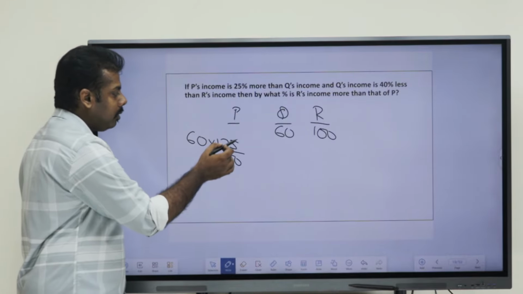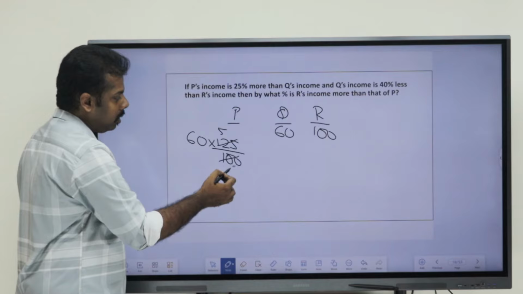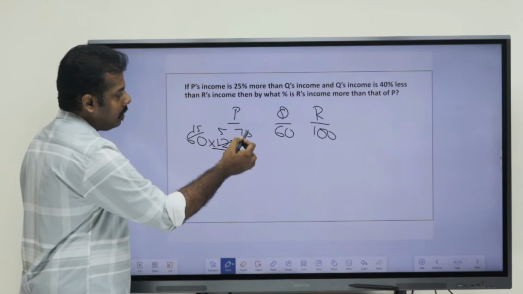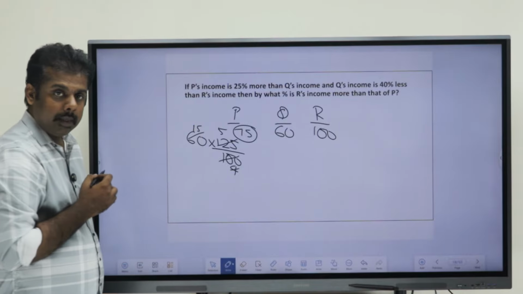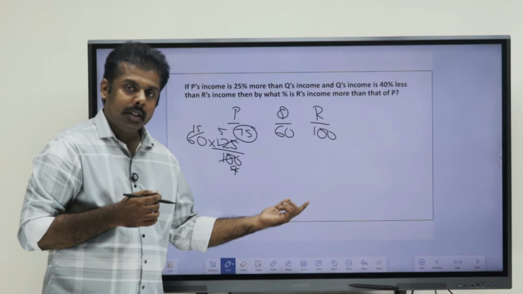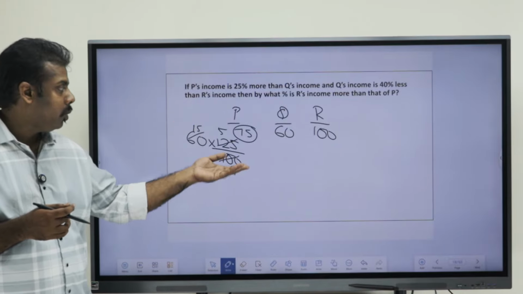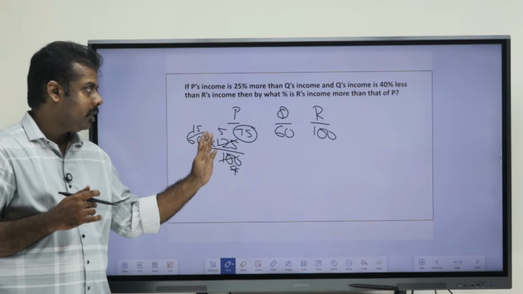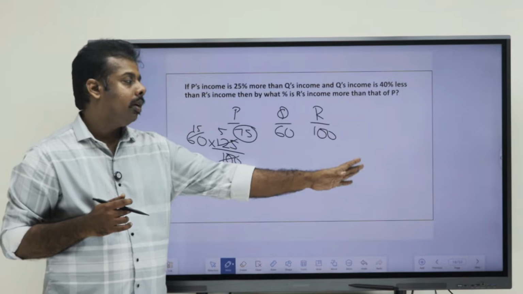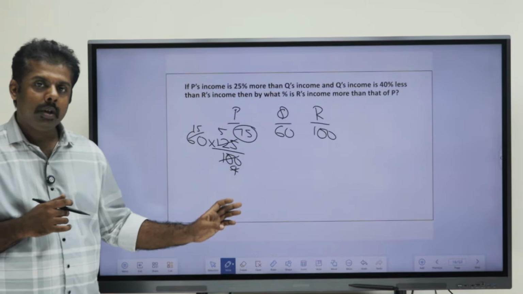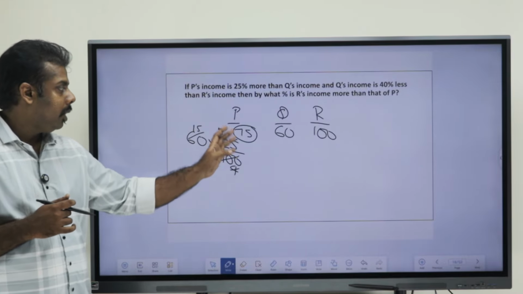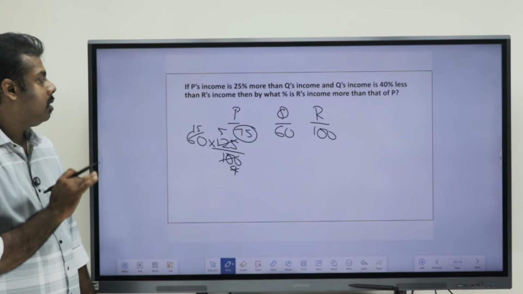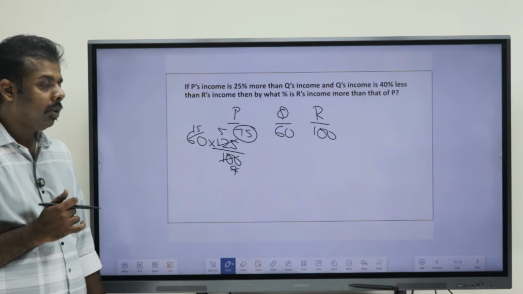So, 125% of 60, if you are just cancelling it out, we are going to get the value as 75. Okay. So, if Q's income is 60, 25 percentage more means P's income has to be 75. As we can see, we have got their incomes. When R's income is 100, Q's income has to be 60 and P's income is how much? 75. Now, we can connect to the last question they have asked.